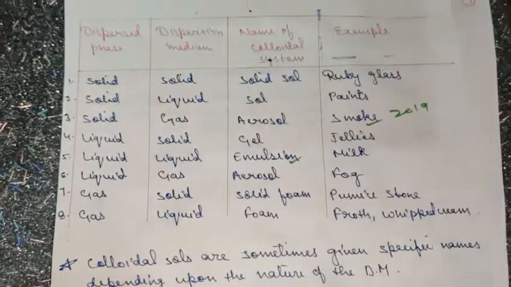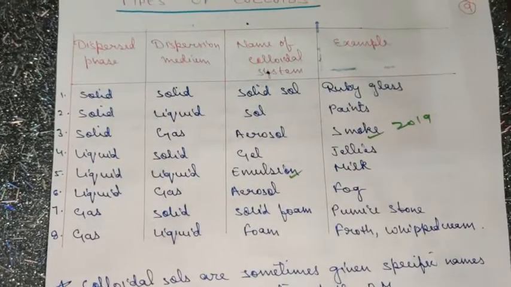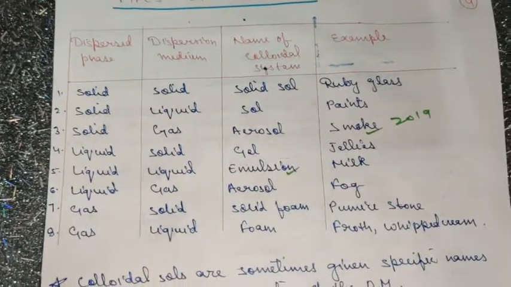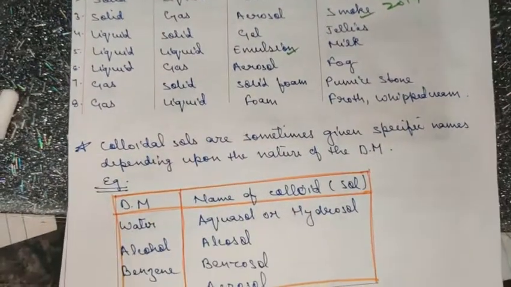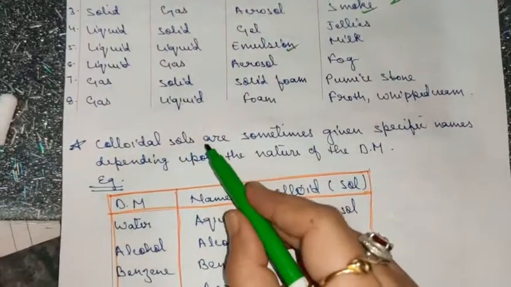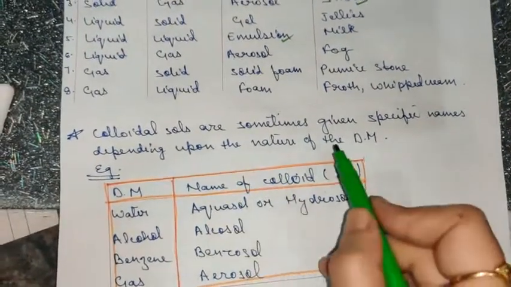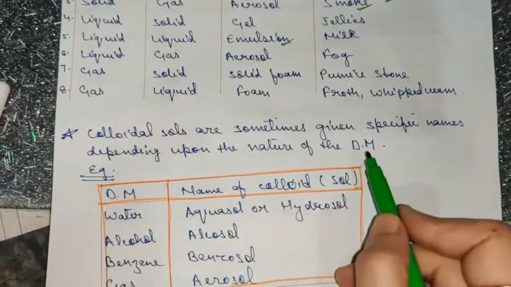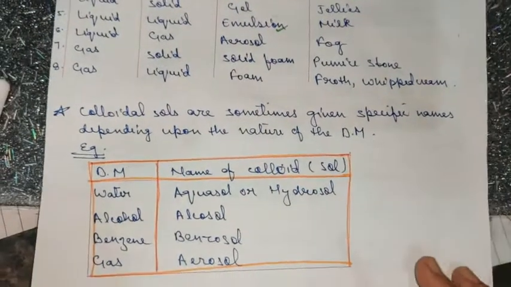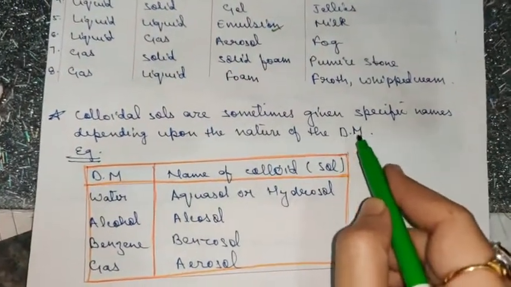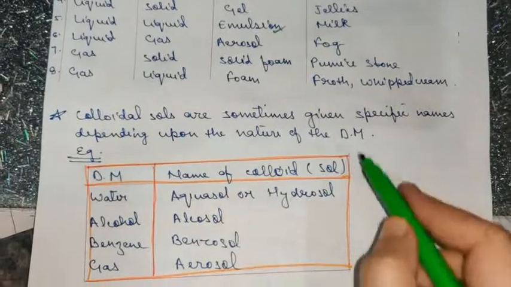This is a very important table, children. Please remember each and every terminology mentioned here. Now next, colloidal salts are sometimes given specific names depending upon the nature of the dispersion medium. And with the help of the dispersion medium name, you can name the colloidal solution.